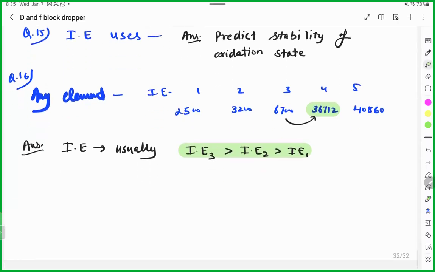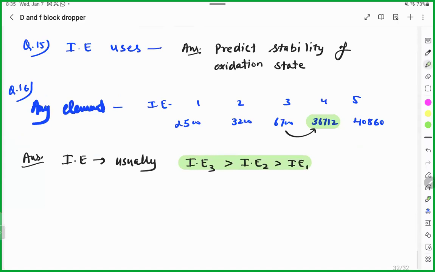But if there is a sudden jump, then you can predict that removal of the fourth electron is extremely difficult. It is increasing usually, but there is a sudden jump. For example here, it's not even double, it's double here. But suddenly, six times. Suddenly six times means it is too much. What does it mean? This element cannot lose the fourth electron. So probably in this situation, this element belongs to group 13.